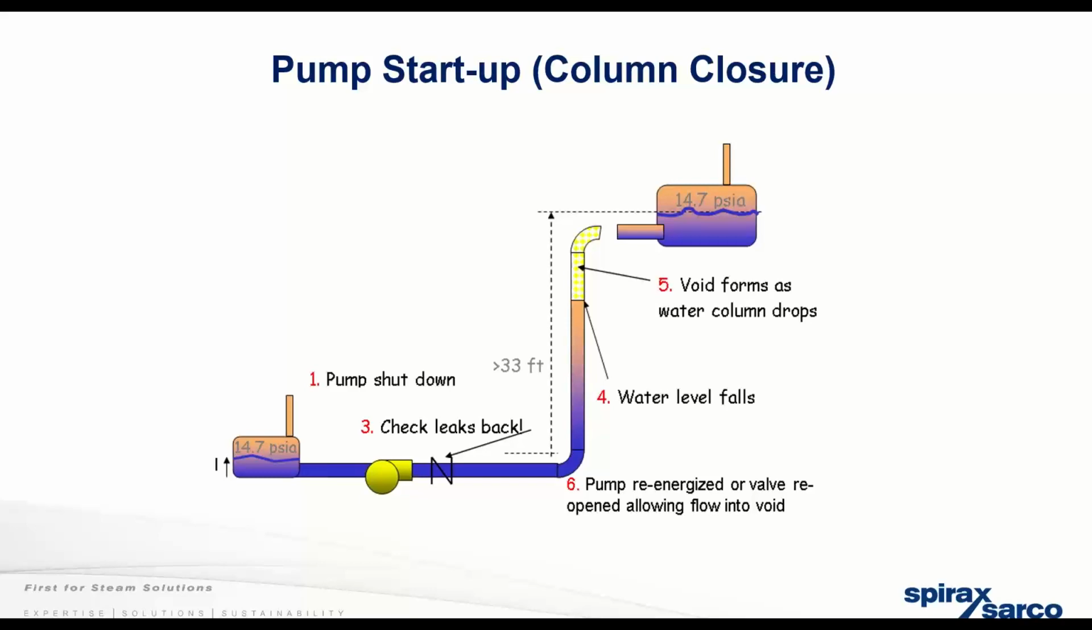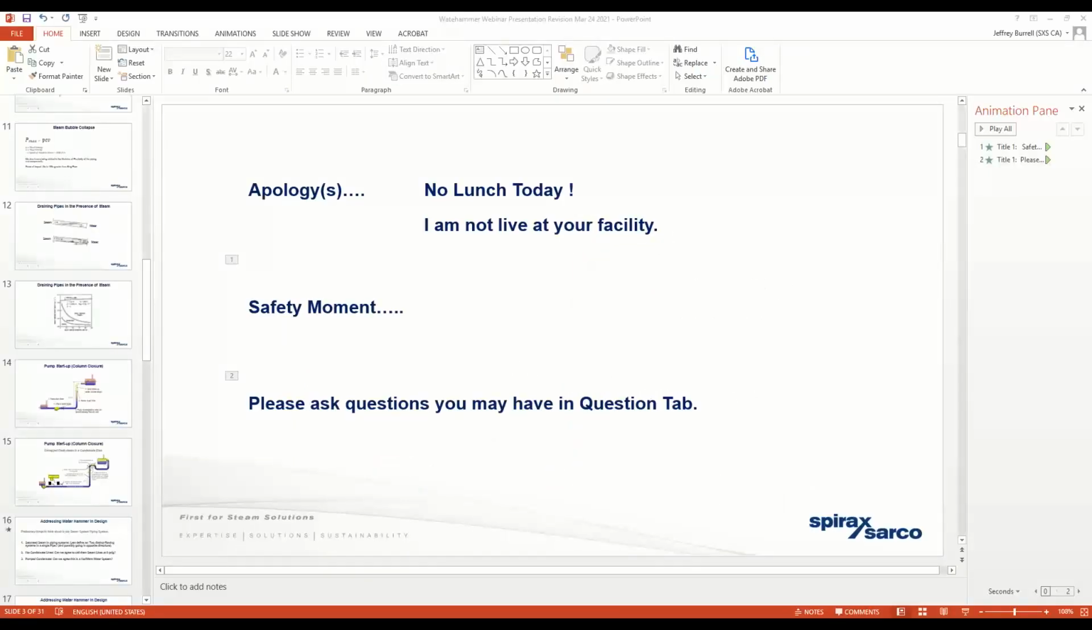Go through column closure. Again, pumps turning on and off in a liquid system can cause some water hammer. And basically it's due to either leaking check valves or a column of water that's suddenly turned into flash steam.